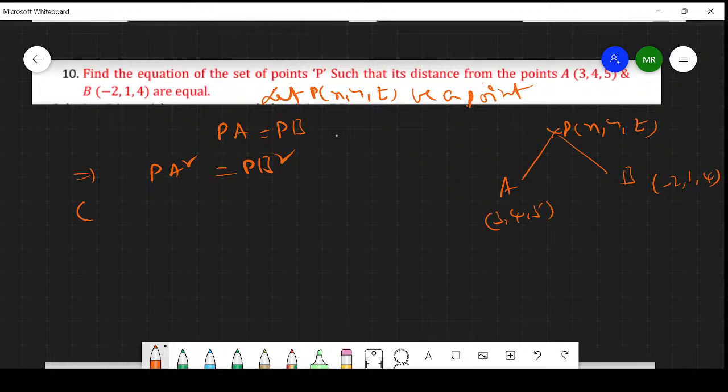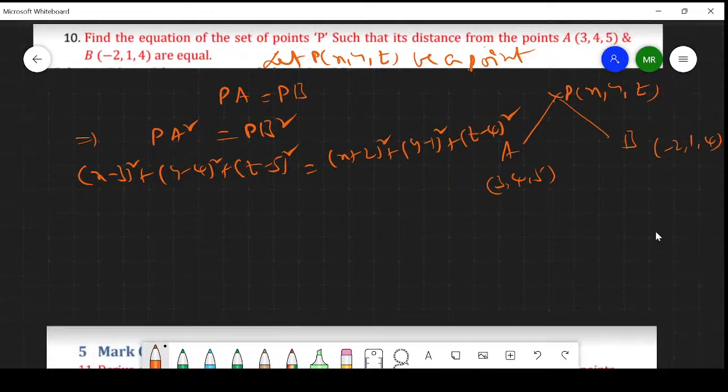For P we can write the value x, y, z. So I can write PA square: x minus 3 whole square, y minus 4 whole square, z minus 5 whole square. PB square: x plus 2 whole square and y minus 1 whole square and z minus 4 whole square. Just using distance between. Sir, why have I not taken root? Because for PA square, I can eliminate the root.